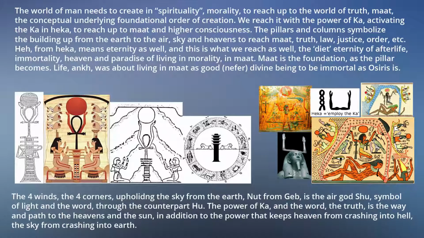Shu was described as the four winds and symbolic of the four corners upholding the sky from the earth. That's why I mentioned that. And you can see the four corners of the earth and all this ancient symbolism. I'm not too familiar with it, but the four corners and the four winds are the same type of thing, and Shu was representative of that. So the power of Ka and the word, the truth, is the way and path to the heavens and the sun, in addition to the power that keeps heaven from crashing into hell, the sky from crashing into earth. So Shu as the word, as the light.